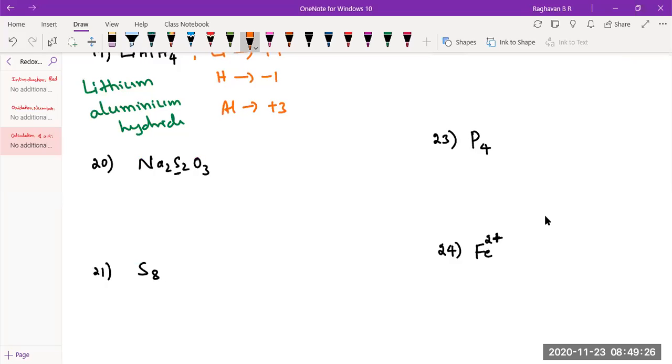This 20th, I'll come back after 24. Give me oxidation state of sulfur in S8. 0, because it is in elemental form. It is elemental.